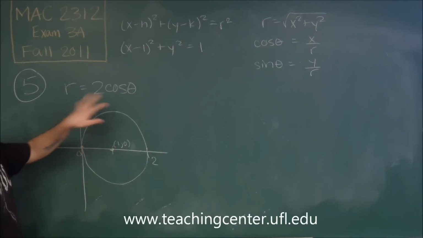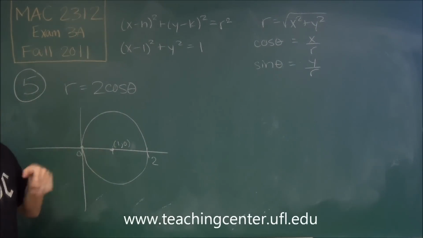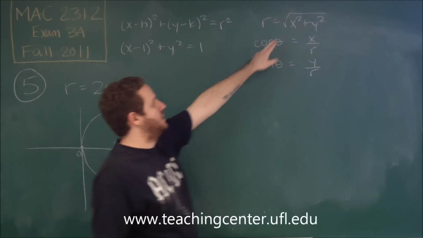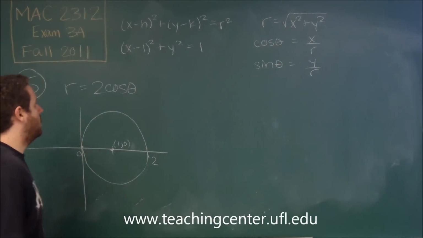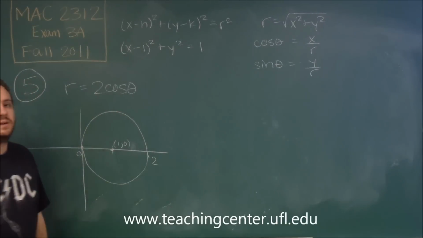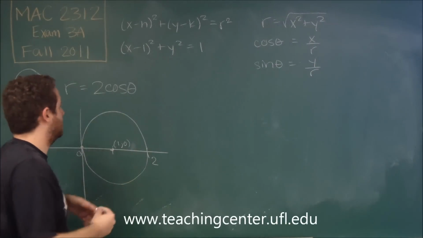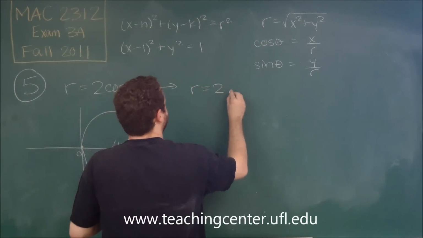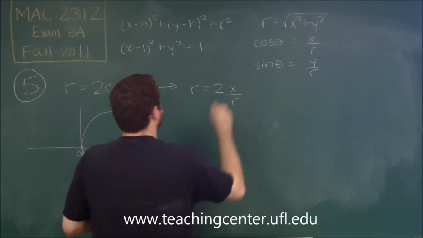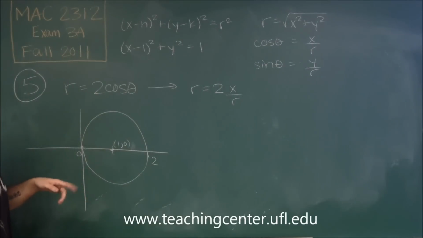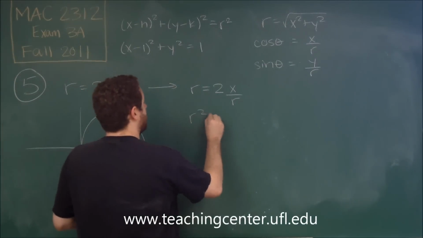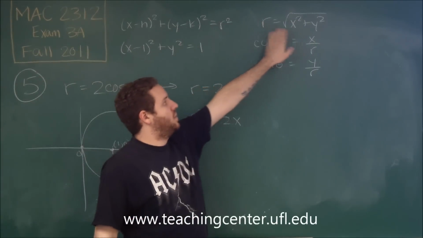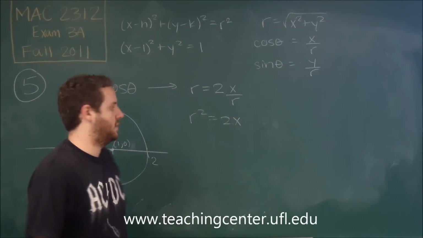The best way to do this is in stages, because if you get r squared, that's actually useful since you already got rid of the root. What I'm getting at is you want to substitute for the cosine first and then deal with the r at the end. So this is the same thing as saying r is equal to 2x over r. Therefore, r squared equals 2x. And now I can just substitute r squared is x squared plus y squared. I don't have to deal with the radical anymore.